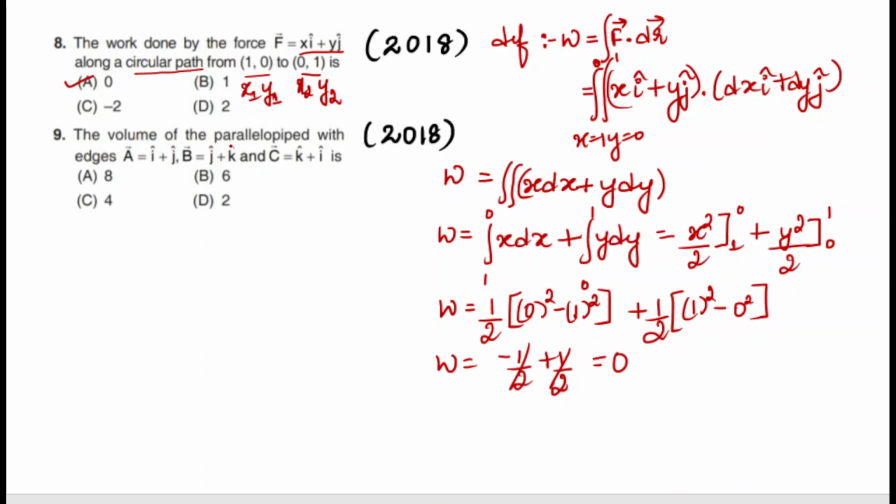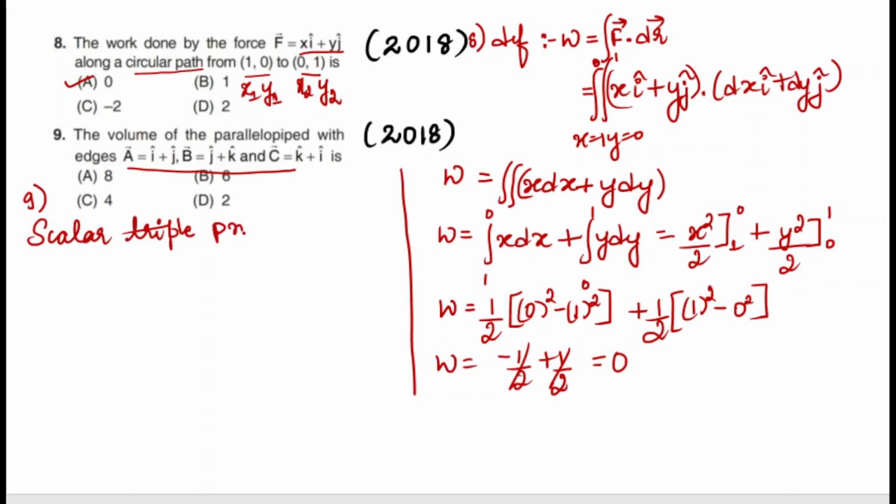Now the volume of the parallelepiped with the edges. This is the direct question from the scalar triple product. For the concurrent edges or concurrent vectors, starting from the same point, now the scalar triple product, this is the 8th question and this is the 9th question. Scalar triple product.